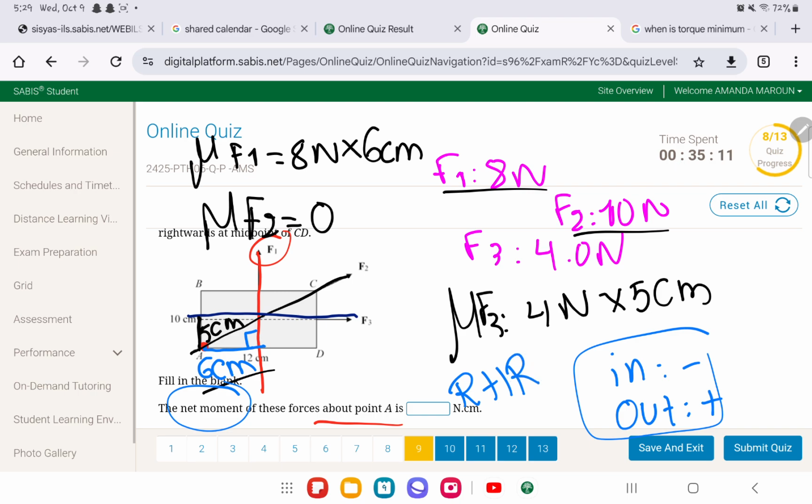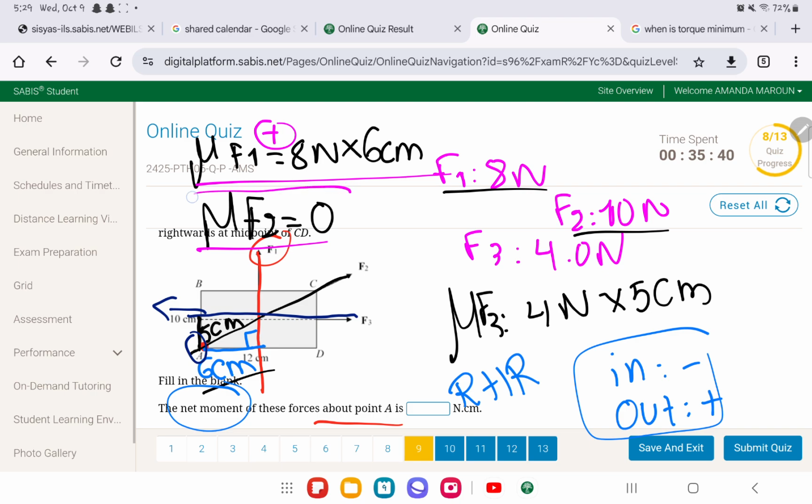Okay? We are going to take our right hand, we are going to put it on F1. Now it has to be pointing into the direction of our axis. Our axis is here, so our palm has to be pointing to this direction. Okay, and so we are going to get that our thumb is pointing outwards. So the sign for moment of F1 is going to be positive.